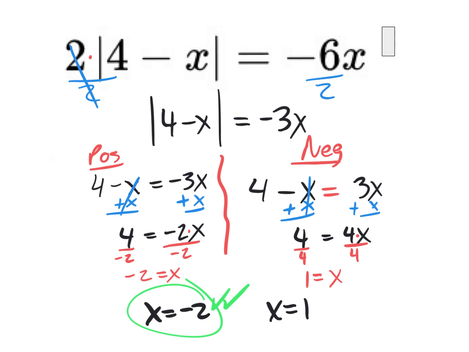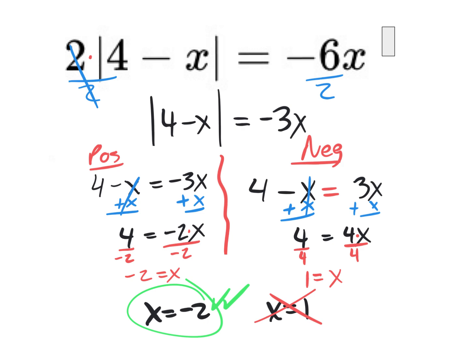But when you test the other one, x equals 1, and you plug that in right here and here, you know it's going to be incorrect, because when you plug in a 1 right here, it's going to say -3 times 1, which is -3. And we know that you can't have the absolute value of something equaling -3. So this is what we call an extraneous solution. So you don't have that as an answer. It's only x equals -2.